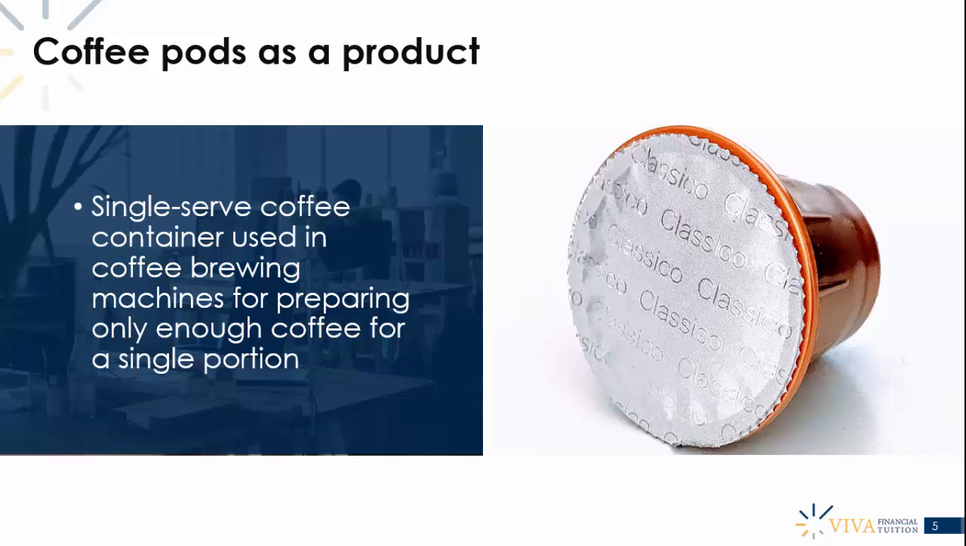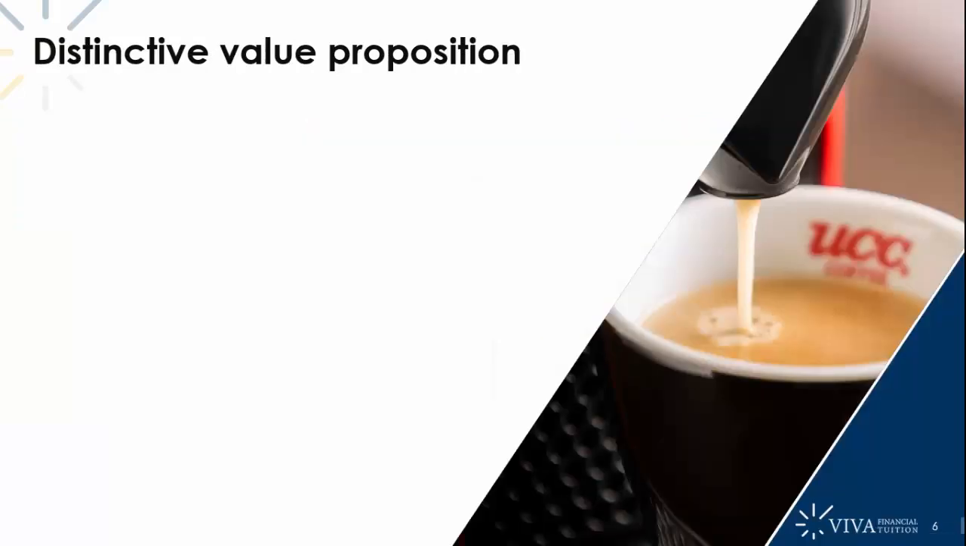Let's start with a definition of what coffee pods or coffee capsules are. They are single-serve coffee containers used in coffee brewing machines for preparing only enough coffee for a single portion. So they cannot be reused, or at least they should not be reused. The idea is that these are just one-time use. You throw them away as soon as you're finished.